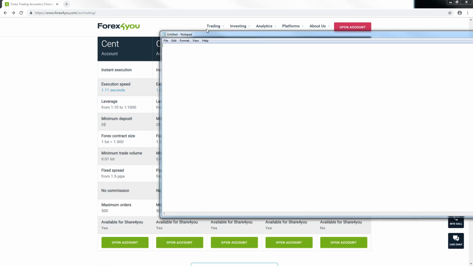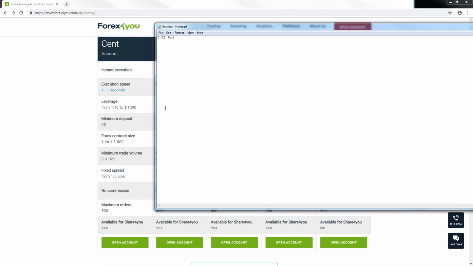So you need to open a 1.1 lot. And the lot is 1,000. So basically, without leverage, if you are not using any leverage, in order to open a minimum position of 0.01 lot, you have to owe $10 on your account. It's $10.